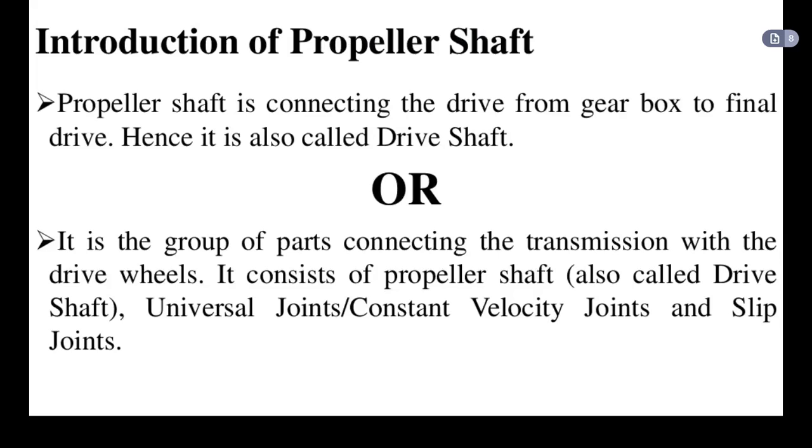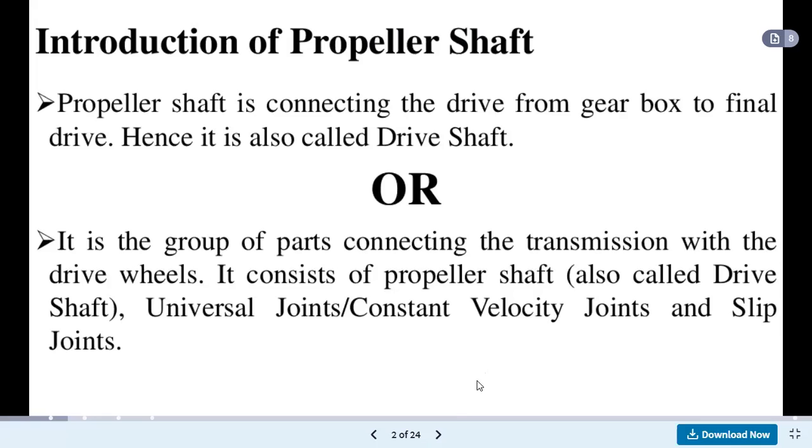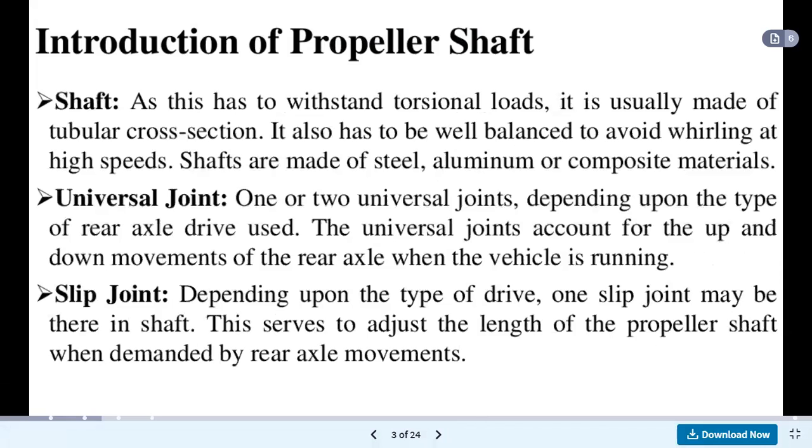Or if we say in another term, it is the group of parts connecting the transmission with the drive wheels. It consists of propeller shaft, also called drive shaft. Universal joint is also there. Constant velocity joints are there, and slip joints are also there.